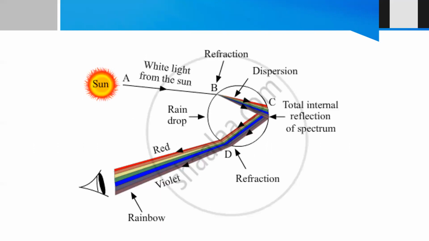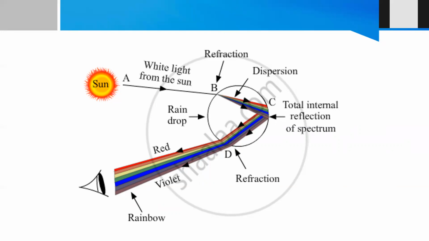Okay, so this is the circular, you can say the sun is there, the circle is the raindrop, and white light is coming. Now white light is coming because it is entering from air into the raindrop. So this is what is happening, refraction, because the change in direction is happening. It's entering into another medium, right? Refraction has happened here.